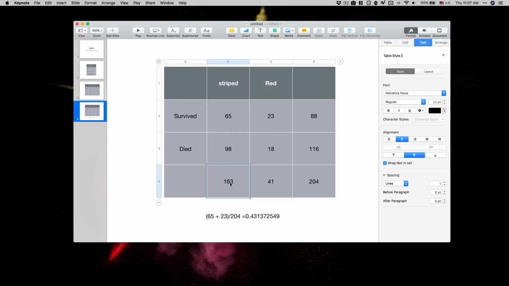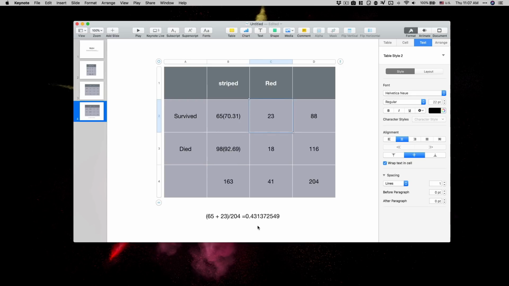If we multiply 163 by 0.43, what we got is the expected number of survivors, and we can fill in that number into this cell. So if you do the math, it should be 163 multiplied by 0.43, and the number should be 70.31. What about this part? You can just use 163 minus this 70.31 and you can get 92.69.